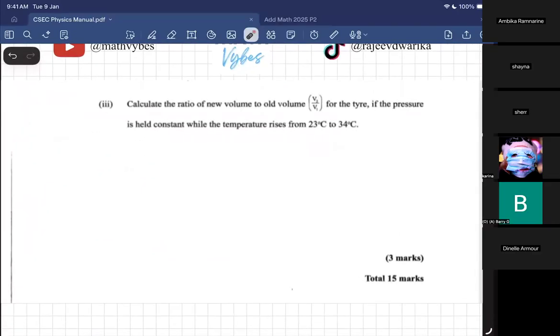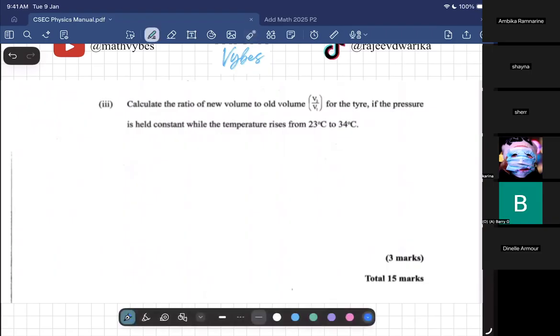All right? Okay. Sheena, help me with part 3. So give part 3 a read for me. Calculate the ratio of new volume to old volume, V2 over V1, for the tire if the pressure is held constant while the temperature rises from 23 degrees Celsius to 34 degrees Celsius. Okay. So we're talking about volume and what here? Pressure.